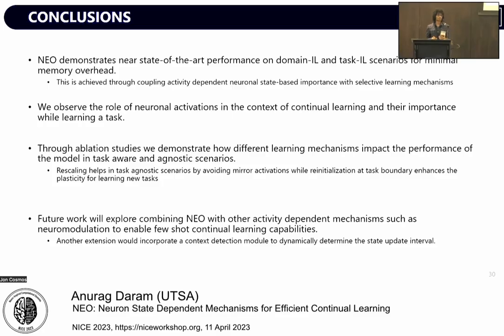And the future work will explore combining NEO with other activity-dependent mechanisms such as neuromodulation, or gated attention mechanisms, to enable few-shot learning. Another extension would be to incorporate a context detection module to dynamically determine the state update interval. So if it understands that there's a shift in context, it will just change the states during that particular shift.